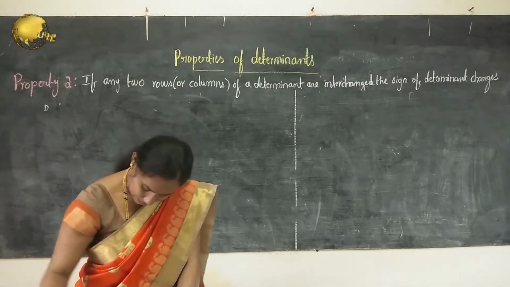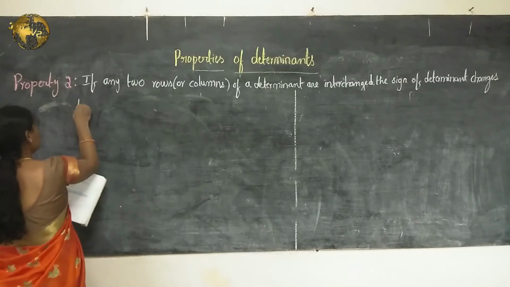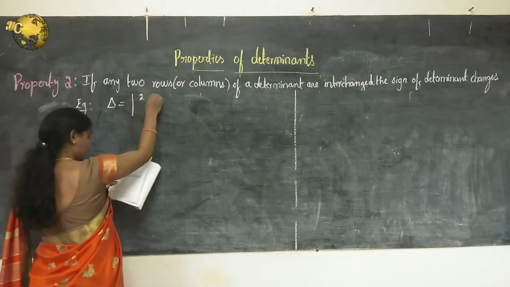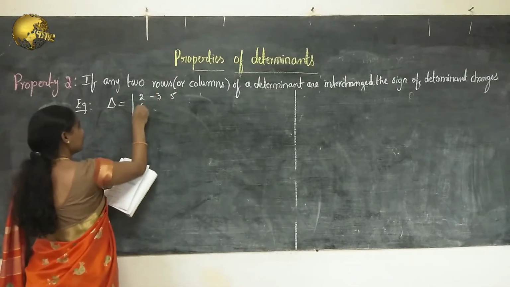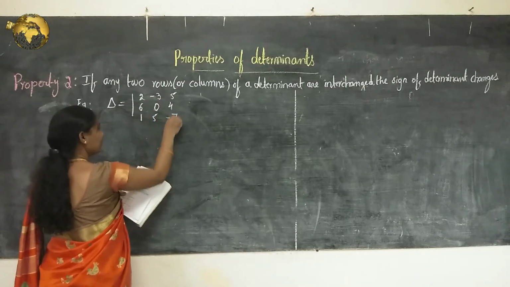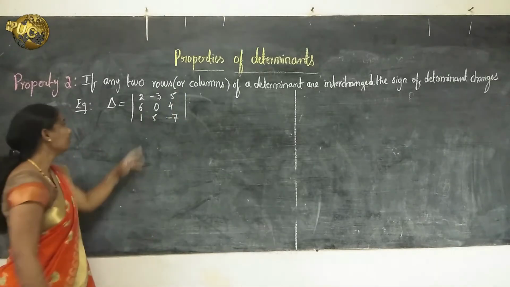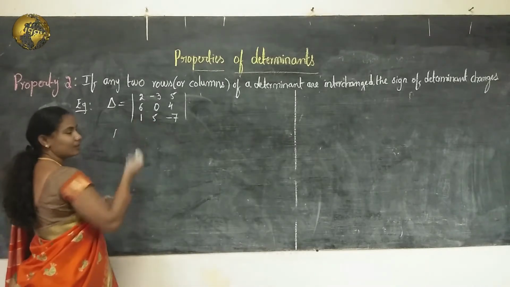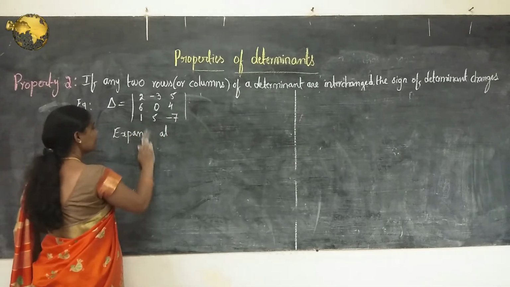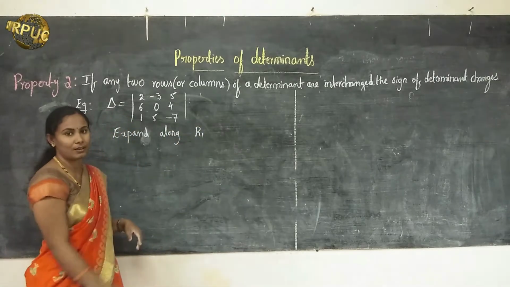Take one example. Delta is equal to the determinant with rows 2, minus 3, 5; 6, 0, 4; 1, 5, minus 7. The same example. Okay. So delta is equal to, we will expand this along any row. So we will expand along row 1.